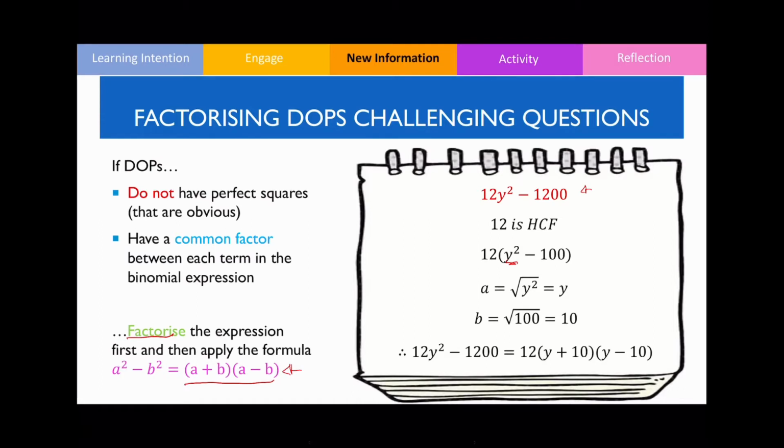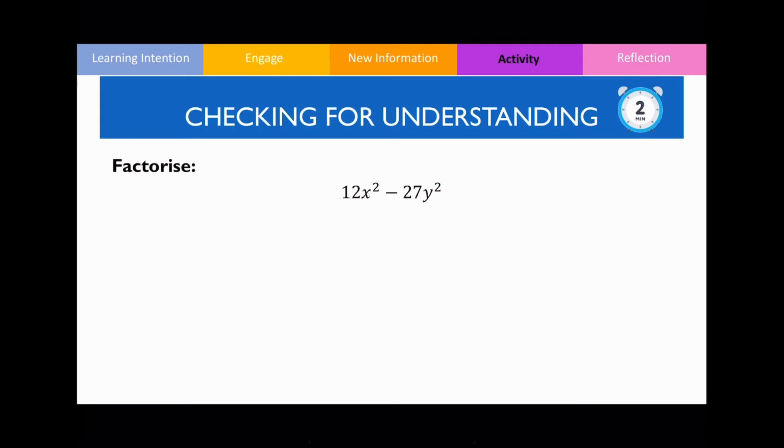So using this example over here, have a go at answering this question. Give yourself 2 minutes or so and then compare your answers with my answers. Now, if you've done it successfully, what you would have recognized is that 3 is going to be the highest common factor for this particular expression. So we're going to remove 3 on the outside of the brackets. So if you did this, you're going to get 3 bracket 4x squared minus 9y squared, okay?